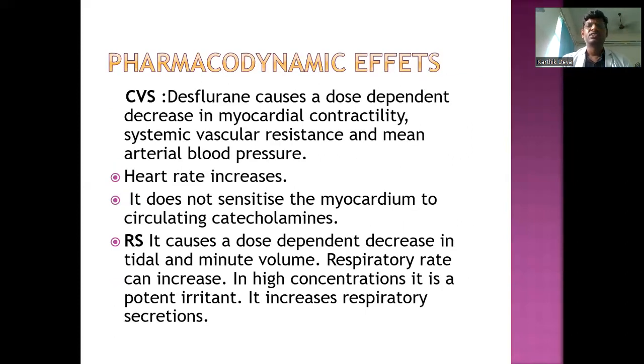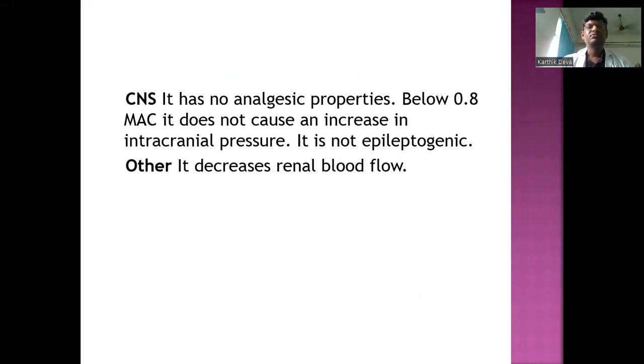Pharmacodynamic effects: it causes a dose-dependent decrease in myocardial contractility and systemic vascular resistance, and thereby mean arterial blood pressure. It increases heart rate but does not sensitize the myocardium to circulating catecholamines. On the respiratory system, it causes a dose-dependent decrease in tidal volume and minute ventilation. It can increase the respiratory rate. In higher concentration, it is a potent irritant and causes respiratory secretion. In CNS, it has no analgesic property. Below 0.8 MAC, it does not cause an increase in intracranial pressure. It is not epileptogenic. Also, it does not decrease renal blood flow.